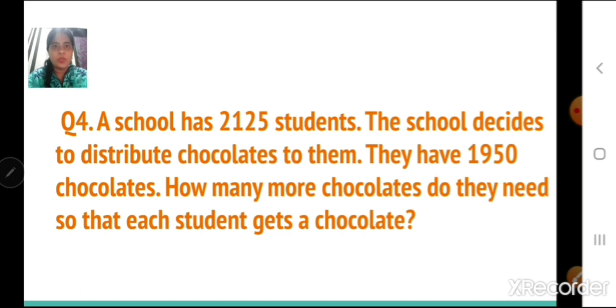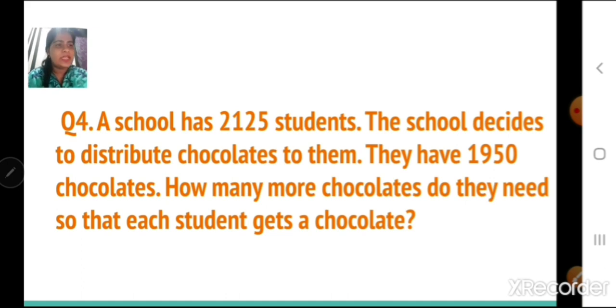You have to write the question properly. A school has 2,125 students. A school decides to distribute chocolates to them. They have 1,950 chocolates. How many more chocolates do they need so that each student gets a chocolate?